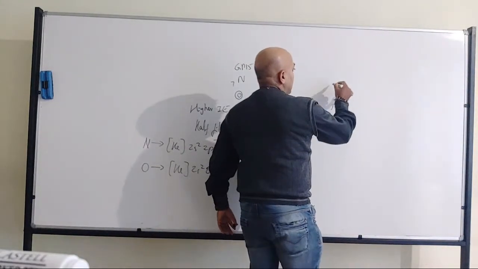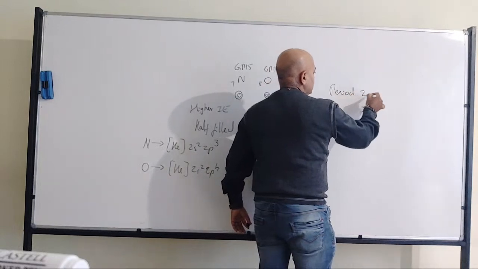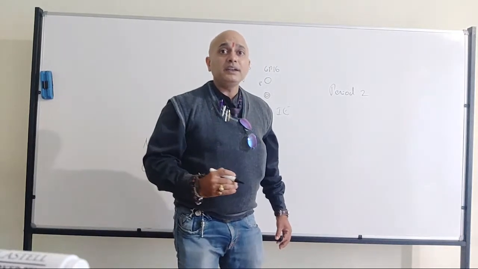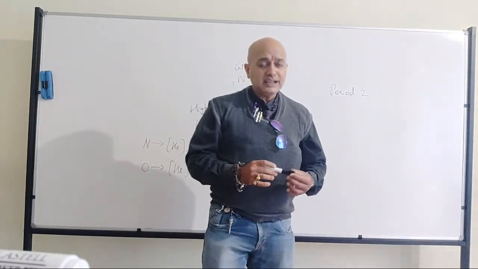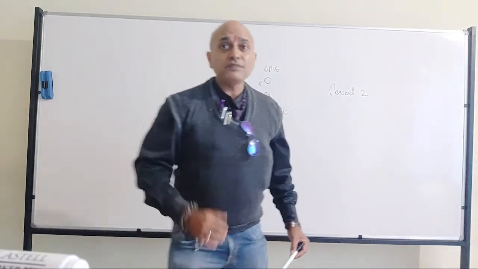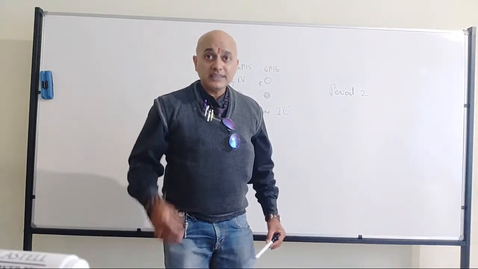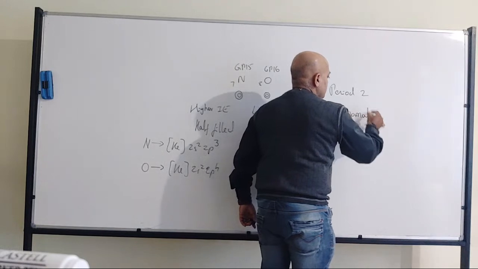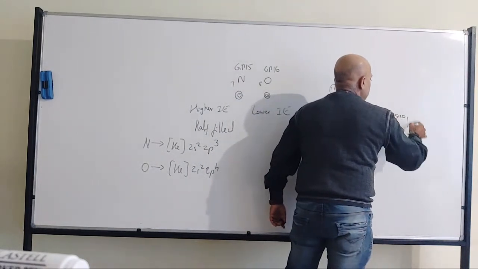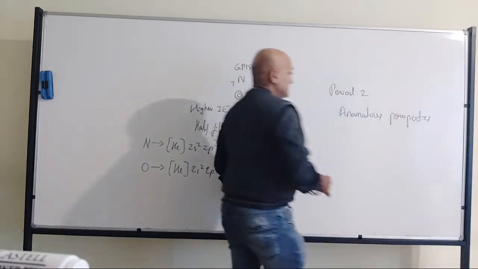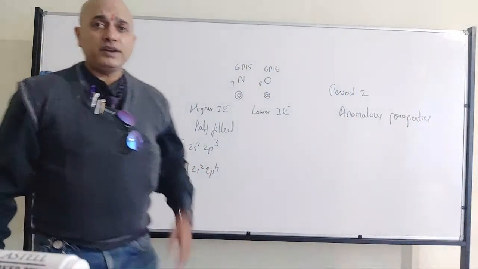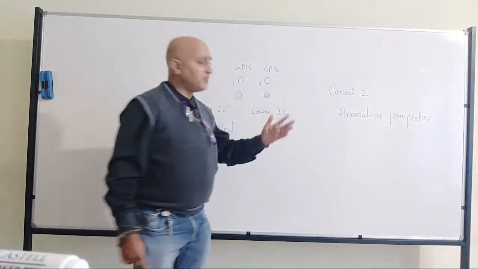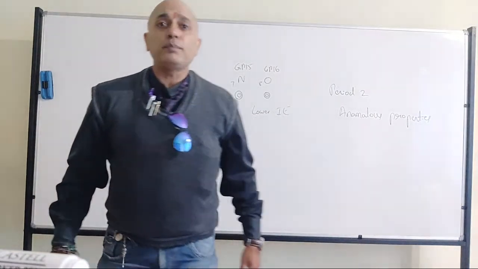Now, always remember that period 2 elements will always have a different property compared to the rest of the elements in their group. They will have slightly different properties compared to the rest of the elements present in their respective group. That's why it is called anomalous property. Anomalous means something different, which is not usual. So that's where we have the anomalous properties.